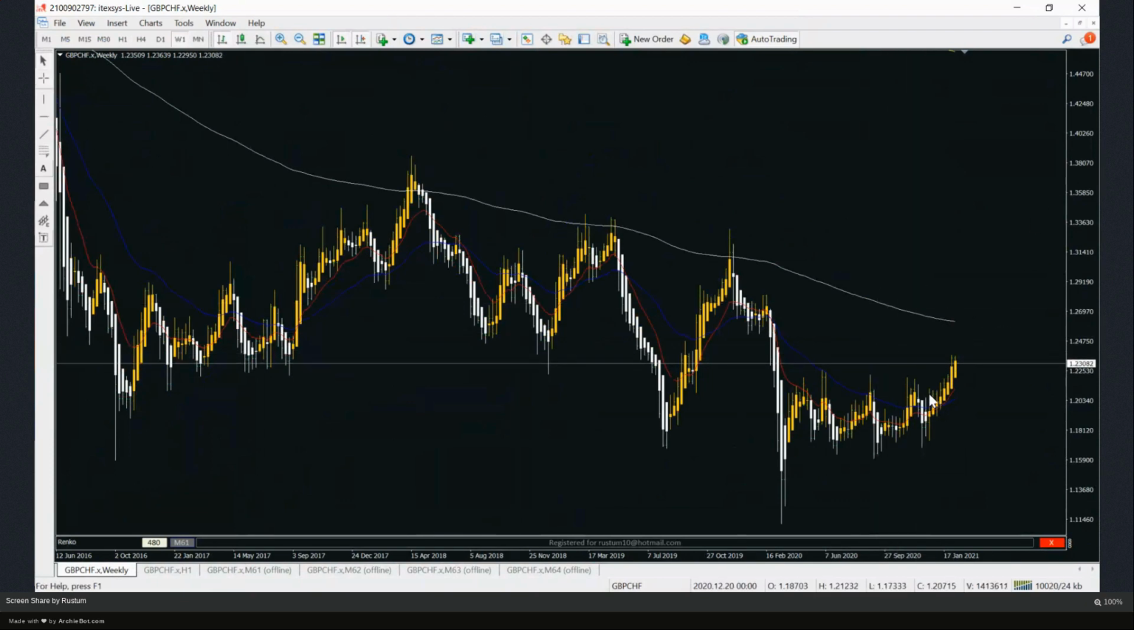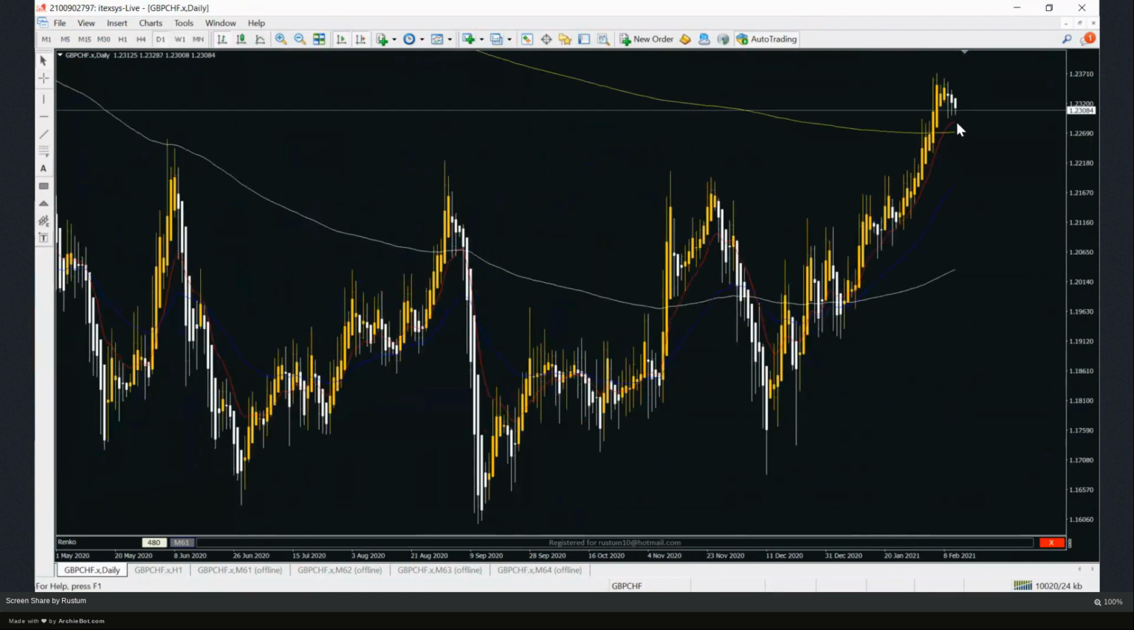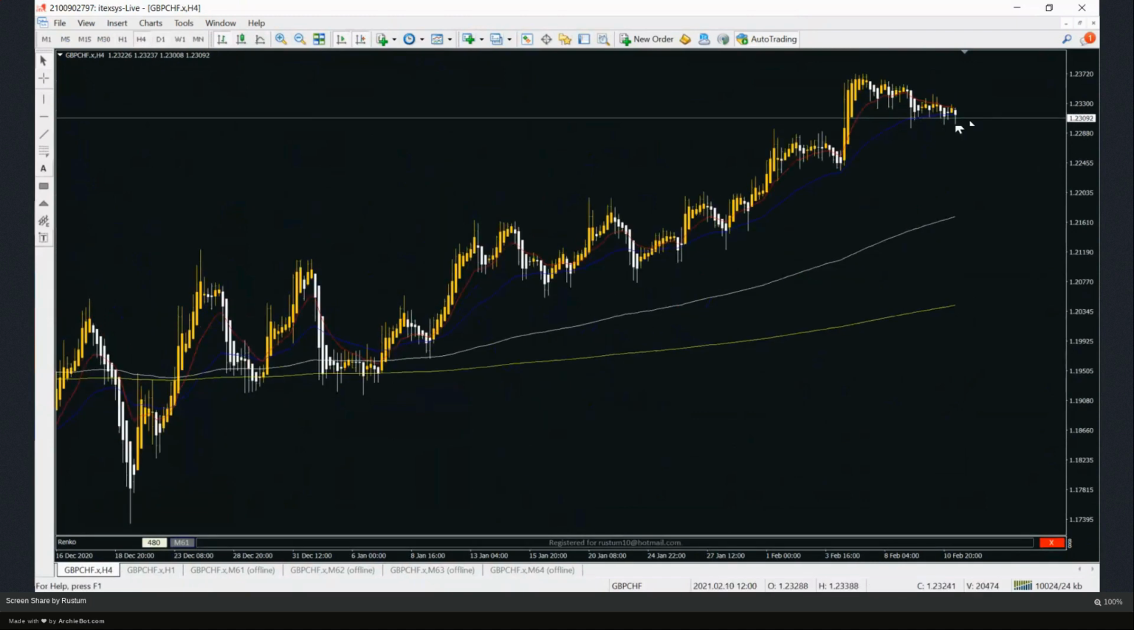300 pips target. So this looks very good. Daily, it's retraced nicely down to the 12. 4 hourly, we are sitting on an area that could be manipulated. So we are very happy. This one is going to be the best one. Pound versus Swiss franc, waiting for a break up.